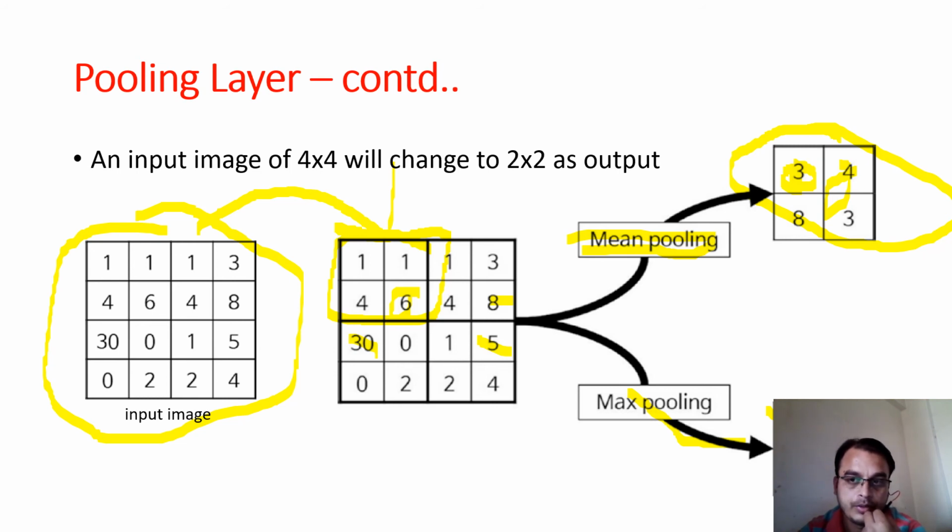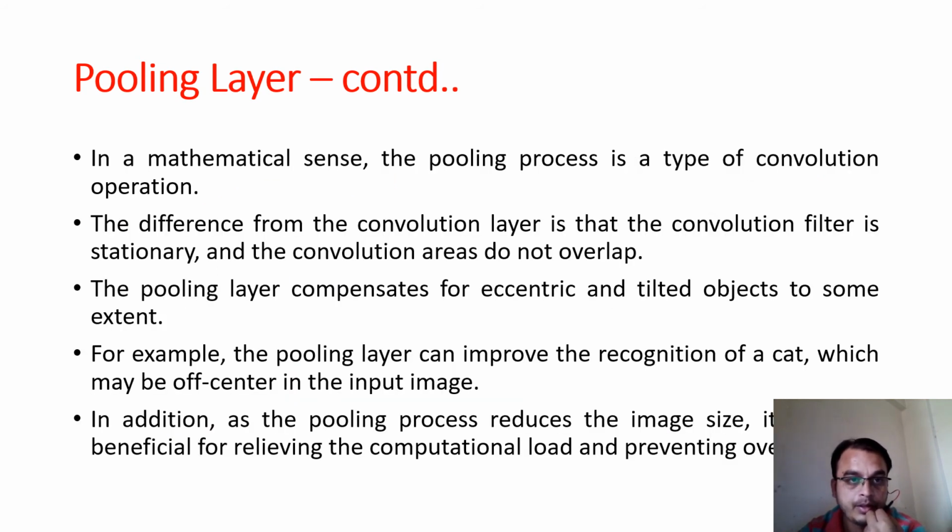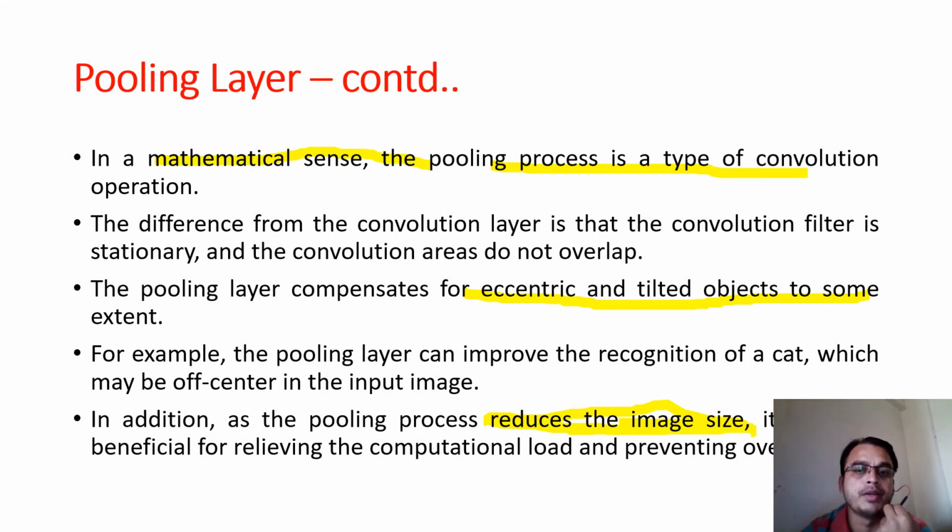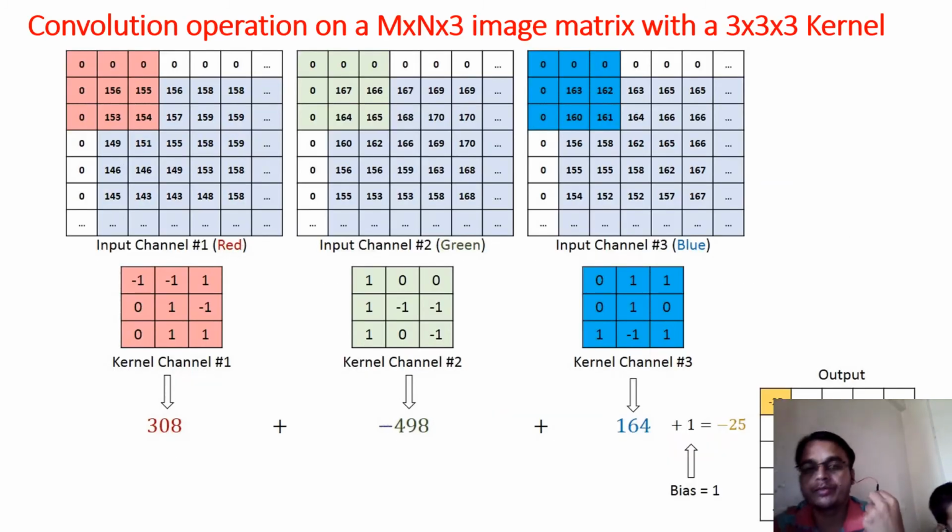Okay. Now next part. Max pooling is a mathematical operation which pools the values. So the difference between the convolutional layer and the pooling layer is that it is stationary. A pooling layer compensates for eccentric and tilted objects. In addition, why is the pooling process required? Our main aim is to reduce the size. We are changing the size of the data, hence it is beneficial to avoid extra computational load. We also use it to prevent overfitting, right?